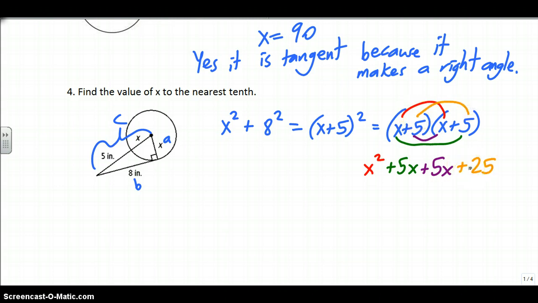I did the colors so that you can see what goes with what. Hopefully you remember my smiley face, right? My big ears, my big eyebrows, my double chin, right? These are ways to remember how to FOIL. Okay, you can make the face.